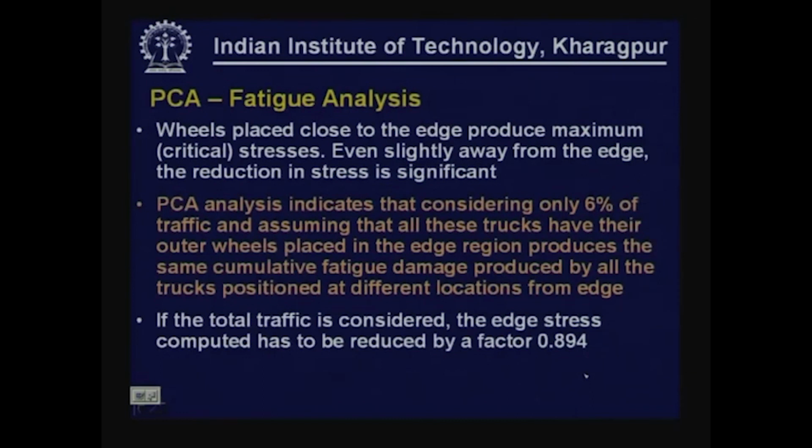So, to repeat this again, PCA analysis indicates that considering only 6% of traffic and assuming that all these trucks have their outer wheels placed in the edge region produces the same cumulative fatigue damage produced by all the trucks positioned at different locations from the edge. So, what is being emphasized here is that we need to consider only a certain portion of all the truck traffic and then assume that these vehicles are traveling with their outer wheels placed tangential to the outer edge, then analyze the slab only for those wheels.